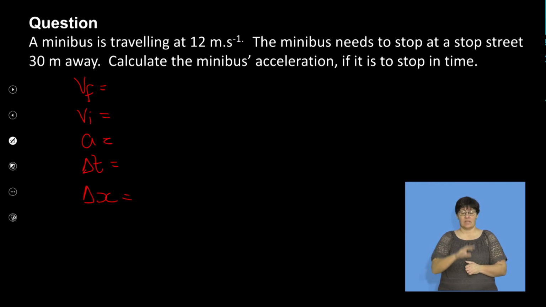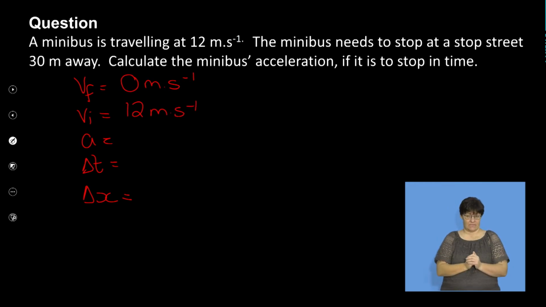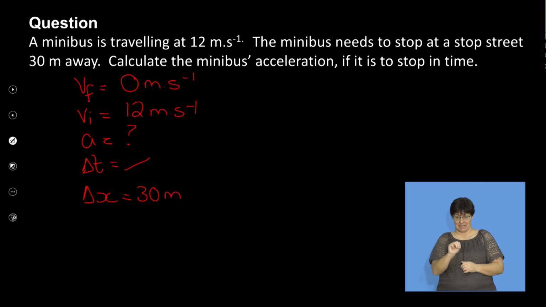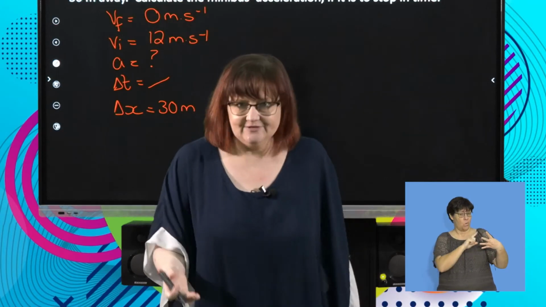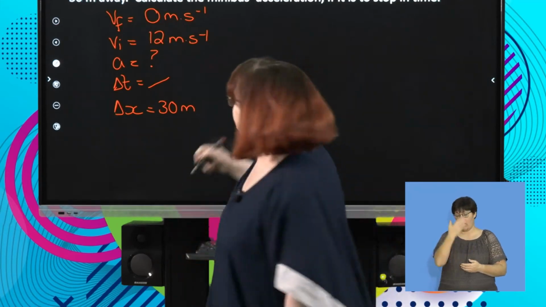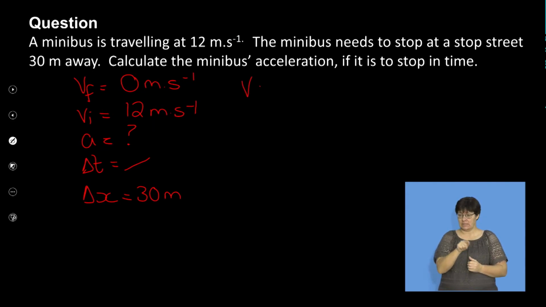Okay, VF is 0 because it's going to stop. VI is 12. Acceleration is what I'm looking for. They didn't give me time, and I know it's going to do it in 30 meters. We now need to go through the list of equations, and we find the one that doesn't have time in it, because we don't have time.